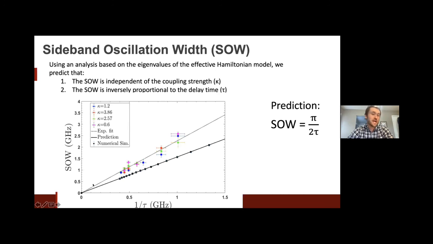The slopes are slightly different, but they're within tolerance if you account for some experimental complications here. So again, the 2 major predictions are satisfied by both the numerical results and experimental results: there's a straight line here, and the results are independent of the coupling strength.